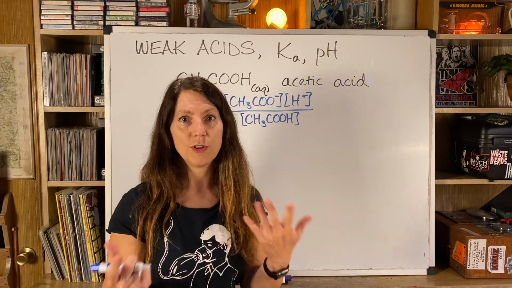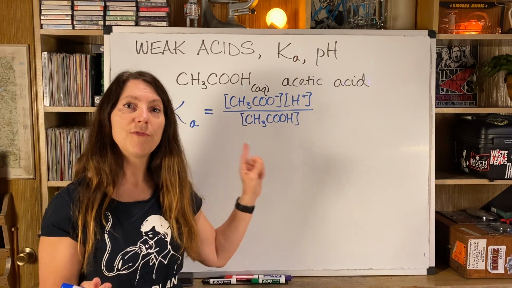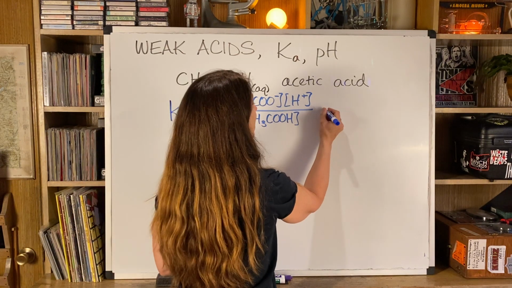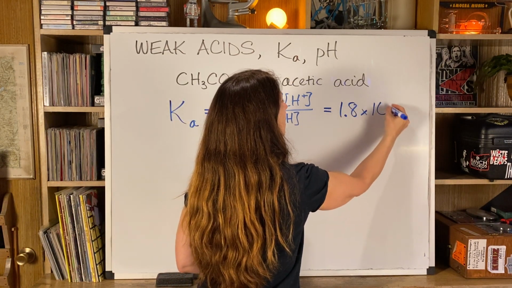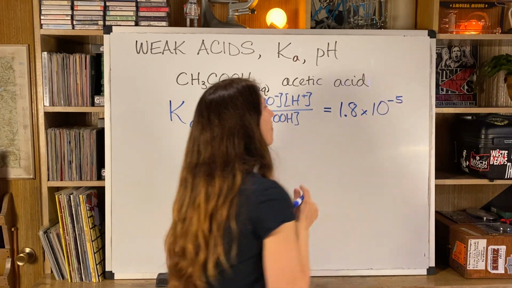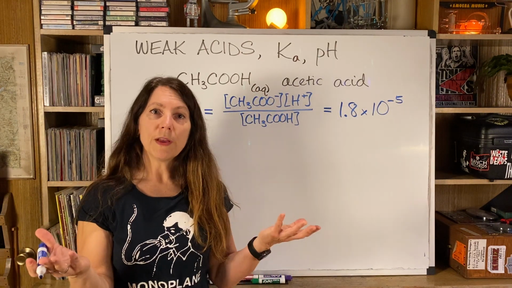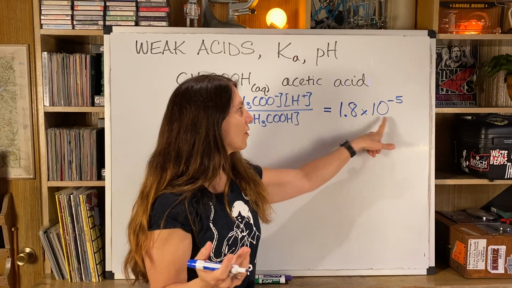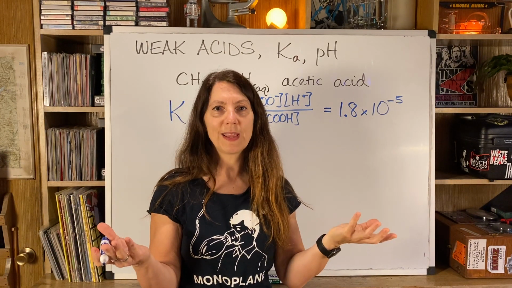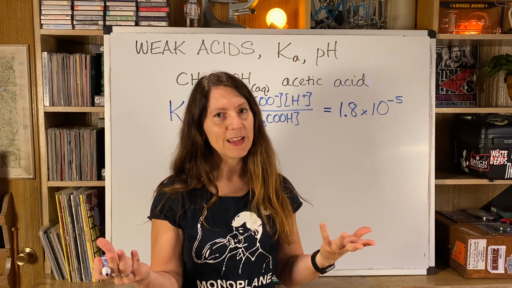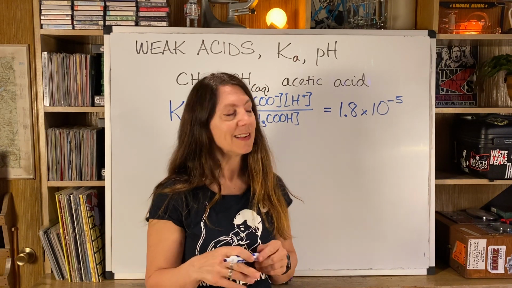As I said, you can look it up on a table, and specifically for acetic acid, its value is 1.8 times 10 to the minus fifth. So one thing we can look at is to just consider, what does this value mean? What information can we get from this just qualitatively? What can we say about acetic acid?